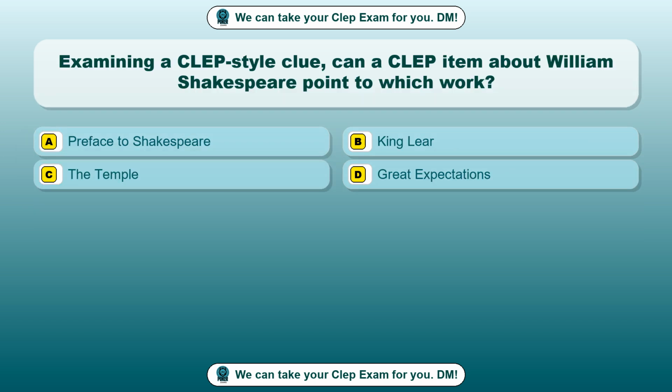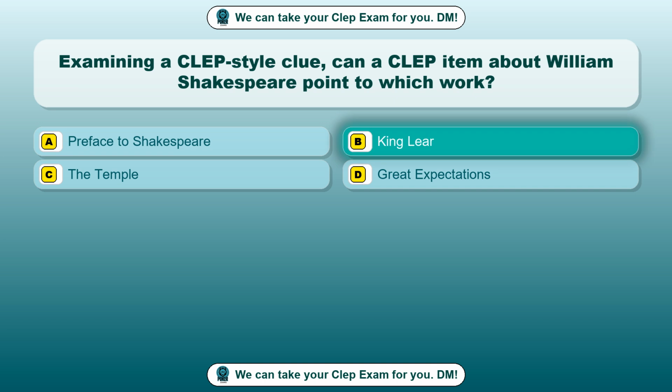Question 17. Examining a CLEP style clue. Can a CLEP item about William Shakespeare point to which work? Option A, Preface to Shakespeare. Option B, King Lear. Option C, The Temple. Option D, Great Expectations. The correct answer is option B, King Lear.